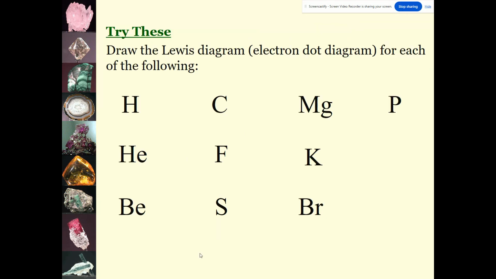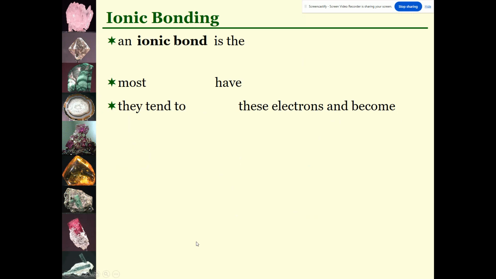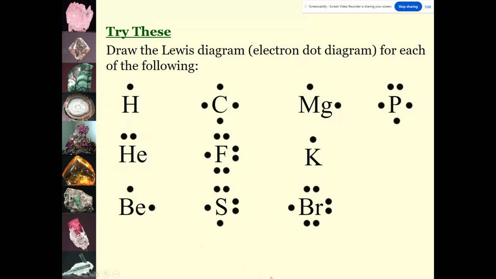For now, though, like I said, this is an assignment for you to try. If I were to really quickly pop the answers up so that you can see them, you could pause the video and try them on your own. But the one thing to note is how helium pairs up its electrons right away, rather than putting one on each side.